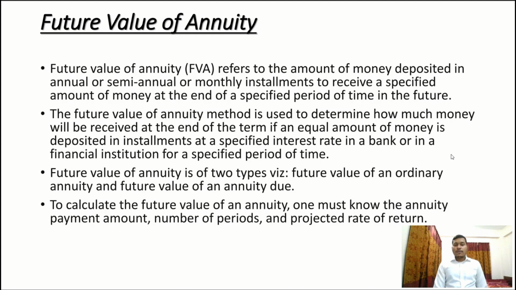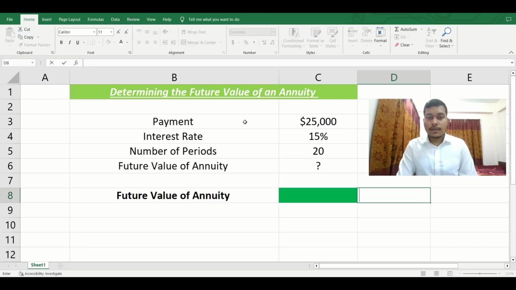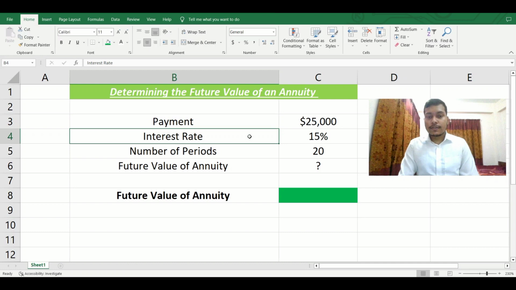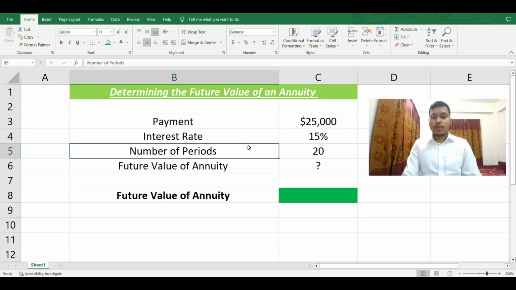To calculate the future value of an annuity, one must know the annuity payment amount, number of periods, and projected rate of return. Let's go to the Excel sheet to see a live demo. You can see on the screen payment, interest rate, and number of periods were provided.